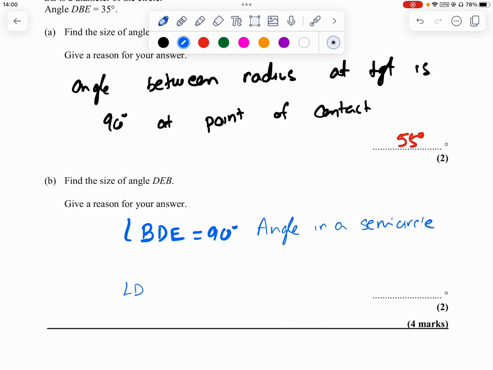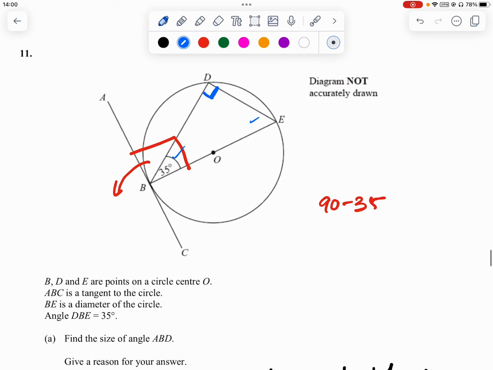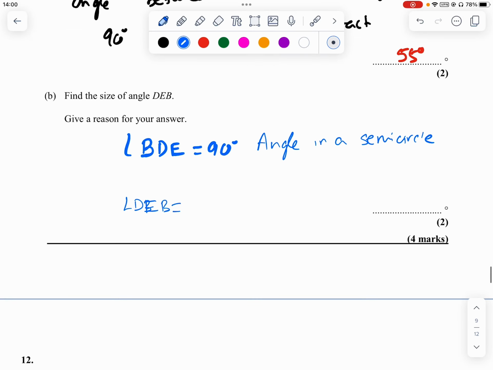So what is DEB? DEB is what? Sum of all angles in a triangle is 180, with 90 and 35. So it will be 180 minus 90 minus 35, which is going to be 55 degrees. That's going to be the answer.